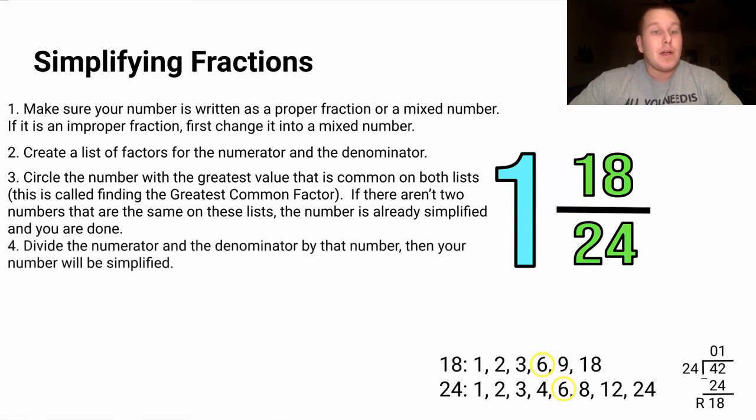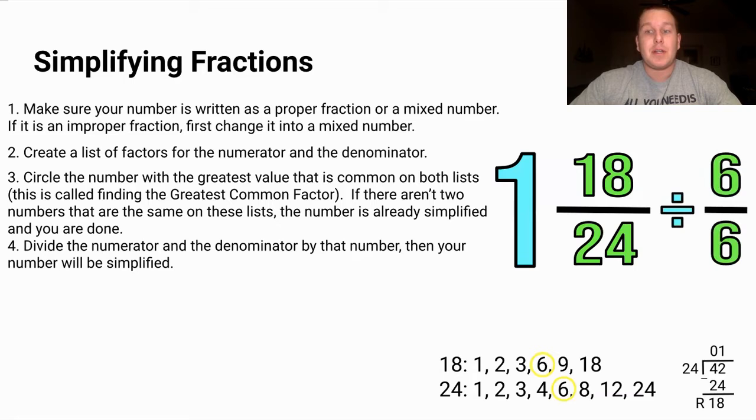Step 4, divide the numerator and the denominator by that number, then your number will be simplified. So we're going to divide by 6 over 6, or technically we're dividing by 1. Remember, 6 over 6, or any number over itself, would give us 1. So we're dividing by 1, but we're going to be making this number simplified. One thing I want us to remember is when we're simplifying fractions, we're not changing the number or changing the value. We're just taking a more complex number and making it simpler. And that's what we always want in life, is to make things simple.